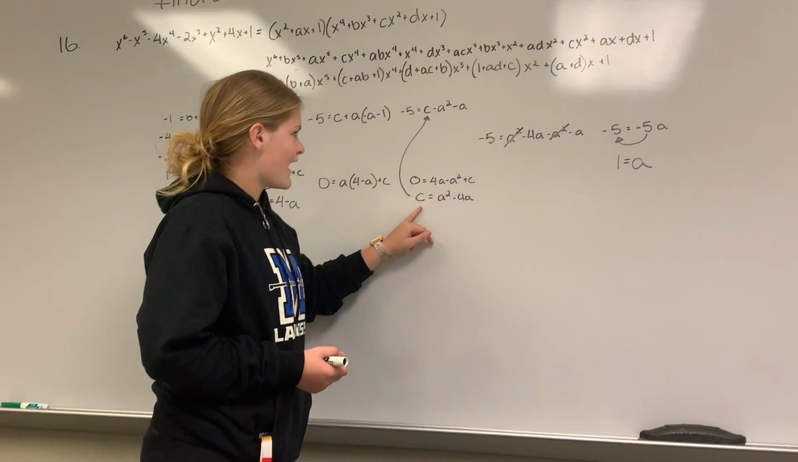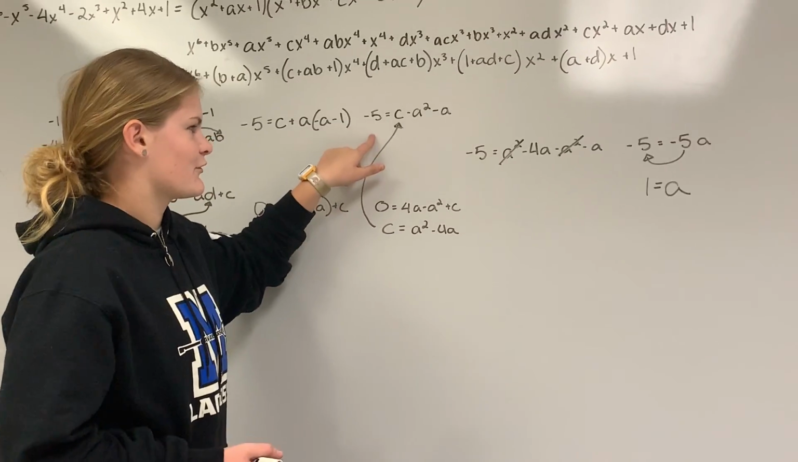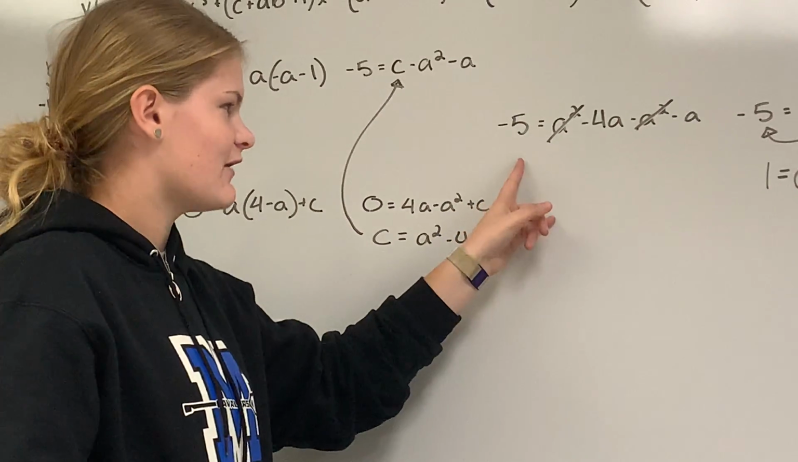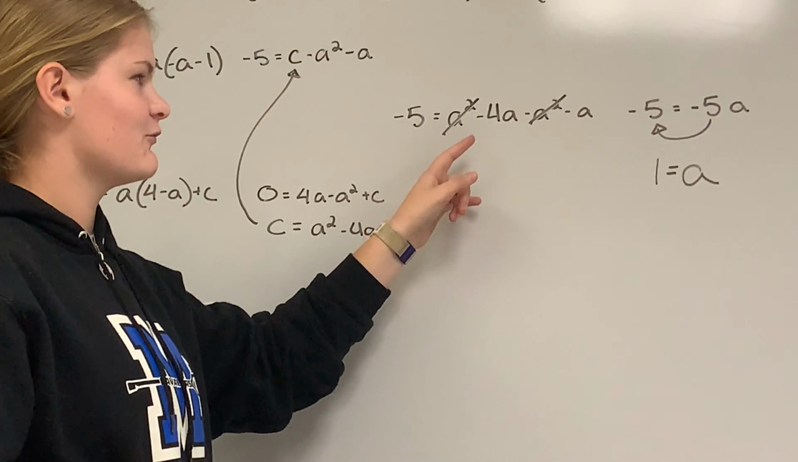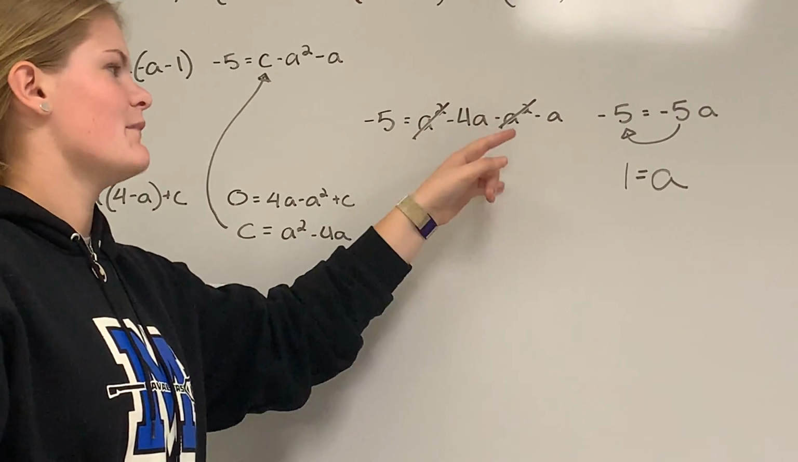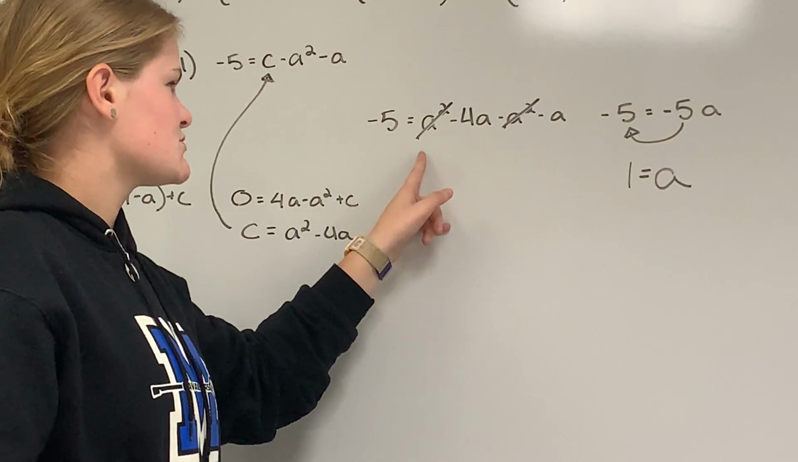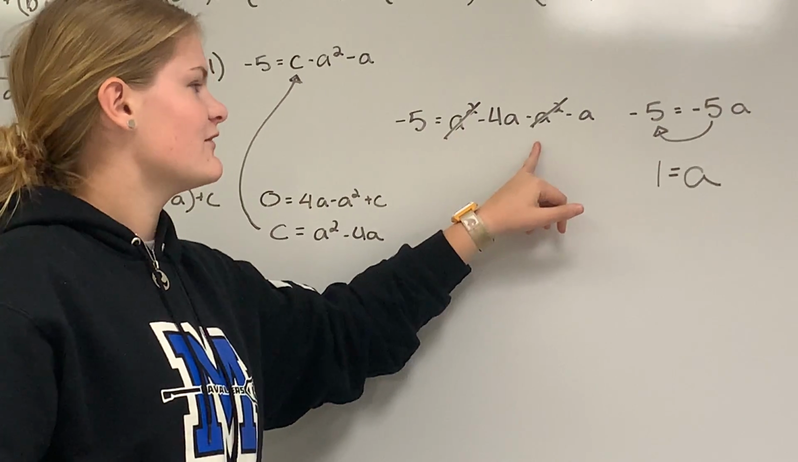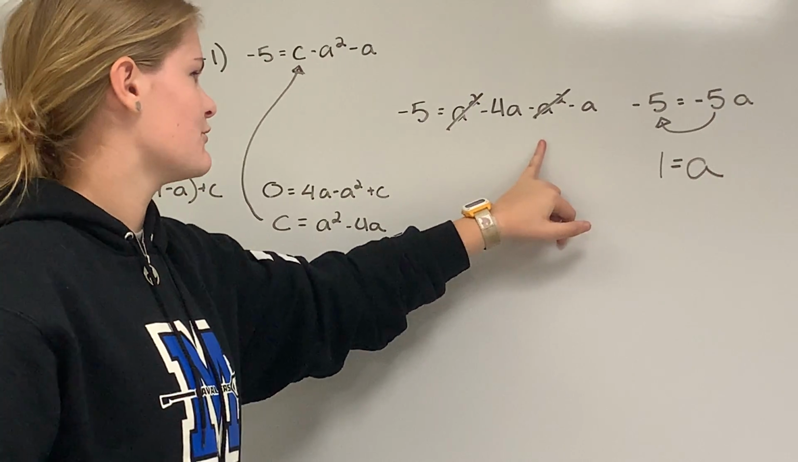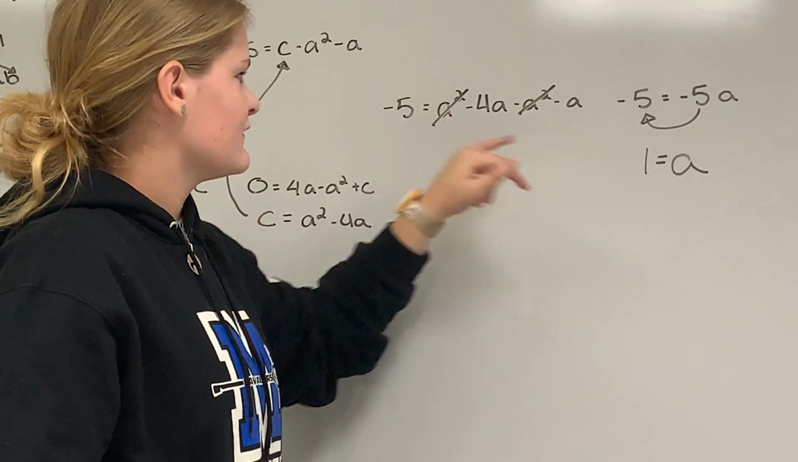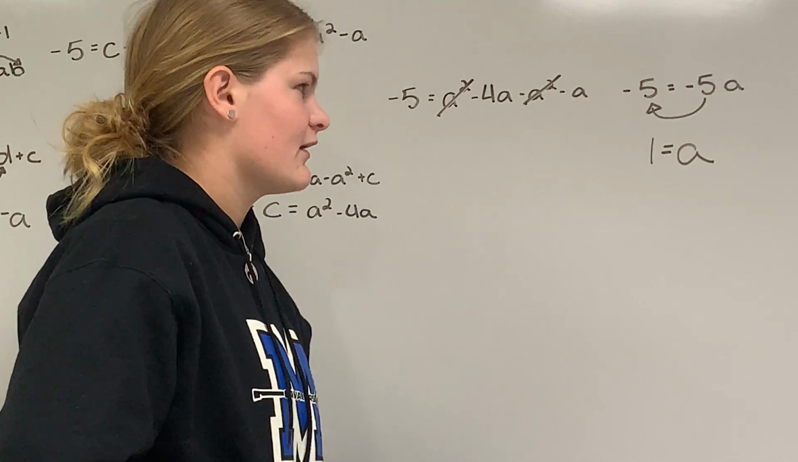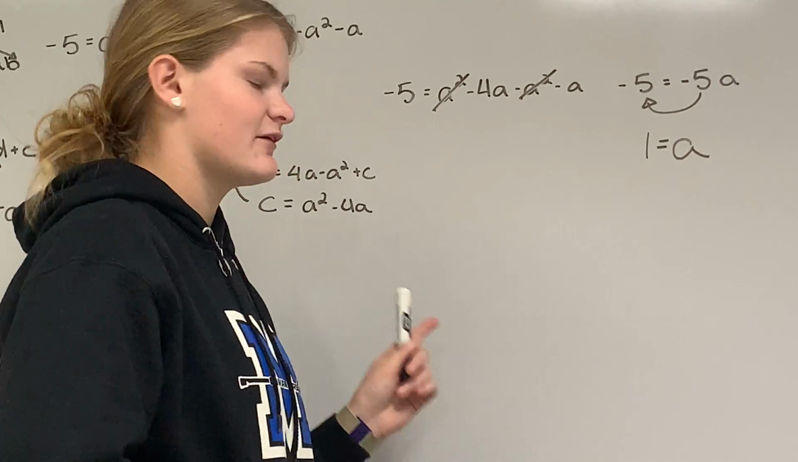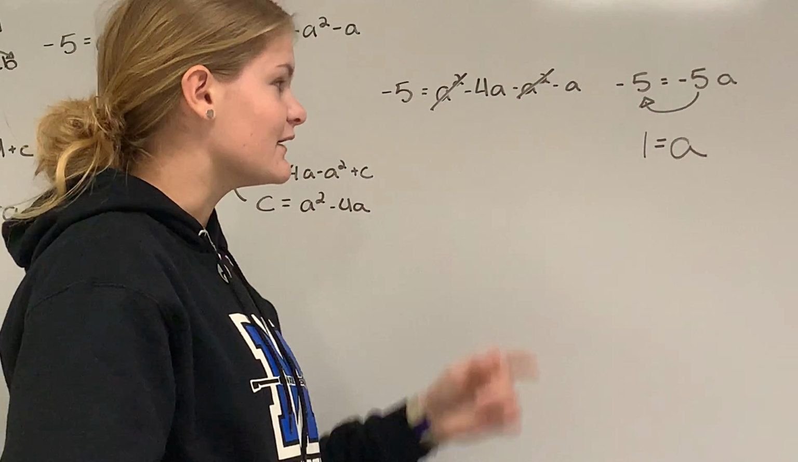And then I plugged that c that we got into the other equation, and you get -5 equals a squared plus 4a minus a squared minus a. So the two a squareds, one's positive, one's negative, they cancel out, and so you get -5 equals -5a. So you divide by -5 on both sides, and you get a equals 1.